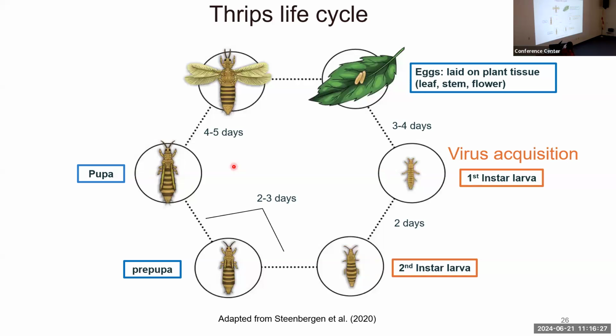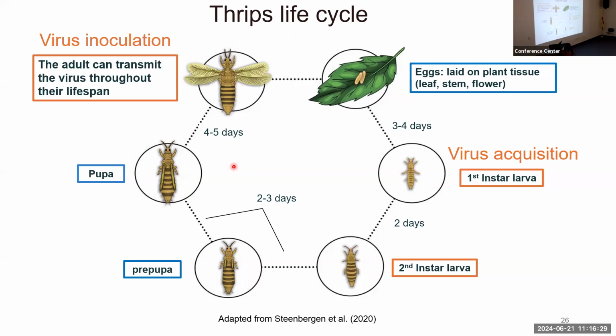The other important stage is the adult stage, which can take 4 to 5 days for the pupa stage to transition to. And this stage is the one that transmits the virus throughout their lifespan when they feed on non-infected plants. It's also important to mention that the adult stage will not transmit the virus to the eggs. So the virus acquisition is only done in the first instar larva and also the second instar larva.